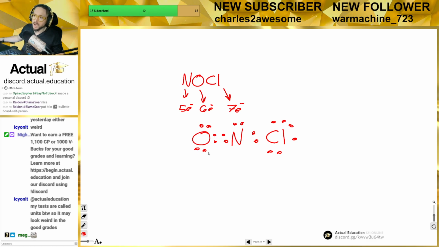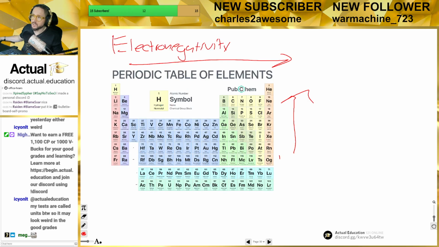So, again, oxygen is the most electronegative because it's the highest out of all of them, right? The height matters more for electronegativity than the left to right.